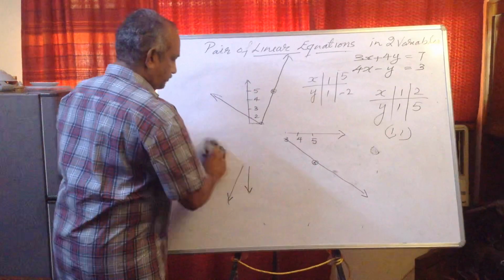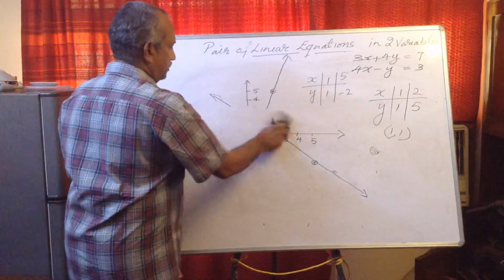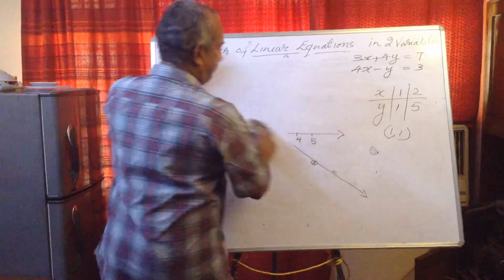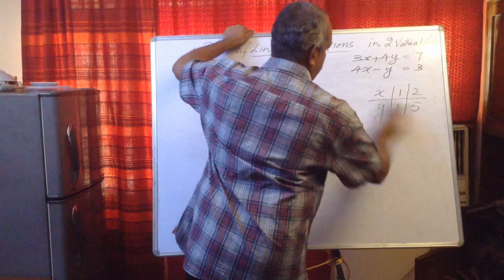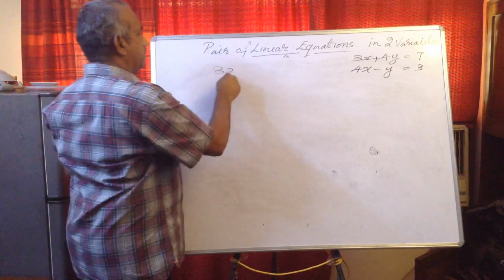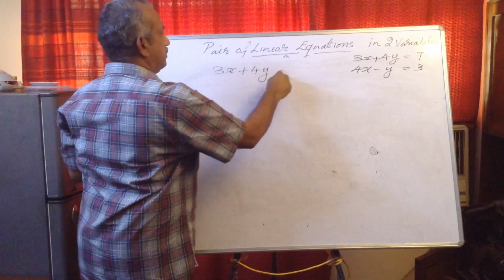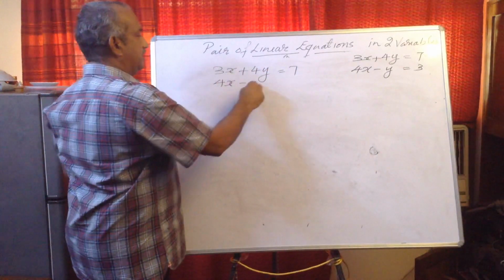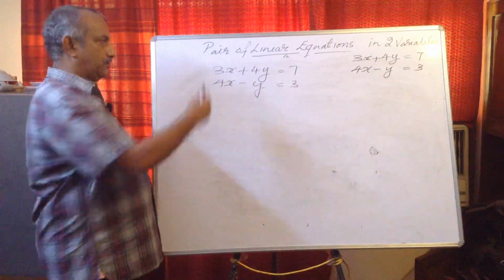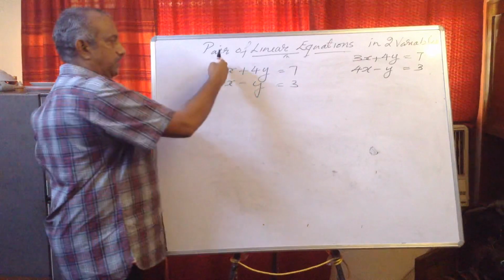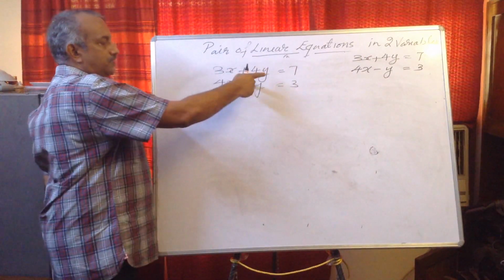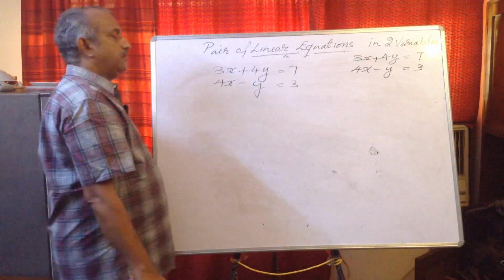Now, second one is elimination method. In this case, we'll see 3x plus 4y is equal to 7 and 4x minus y is equal to 3. One of the coefficients you have to make the same, either of x or y. Now here to make it 12, and here already 4, and if you just multiply the second equation by 4, then you will get.